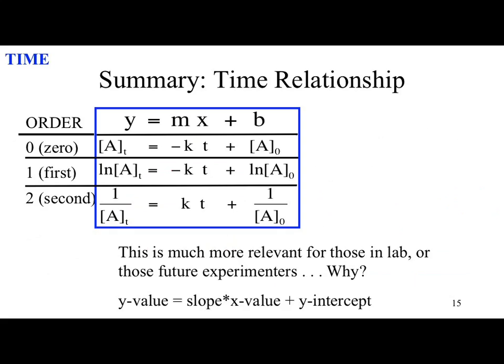What would I do in this case? If I think it's second order, what would I plot? The inverse, if we want to get fancy with it, or just 1 over our concentration versus time. And I could then look again for a straight line.